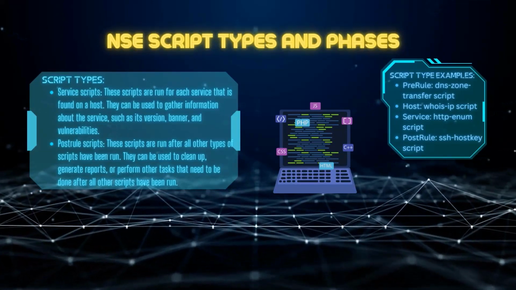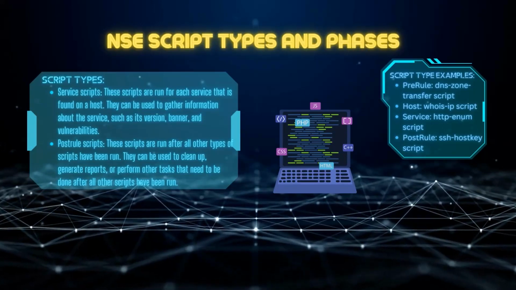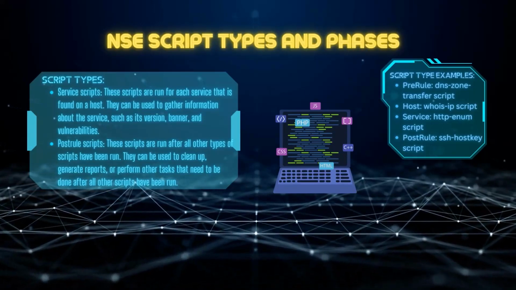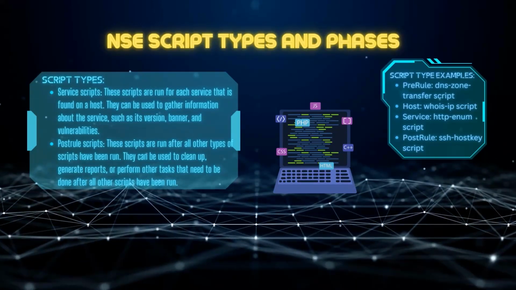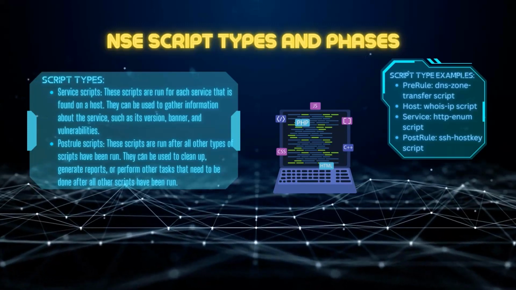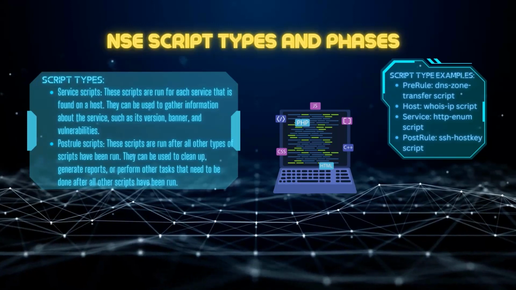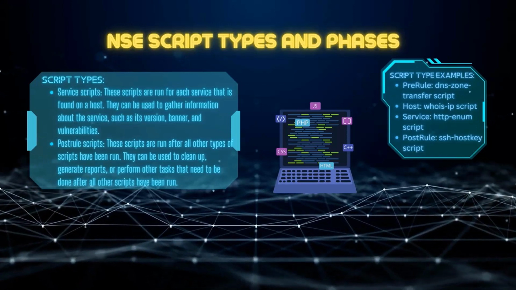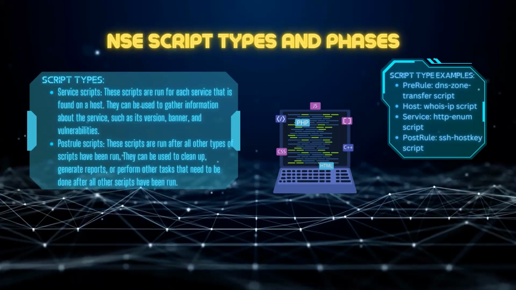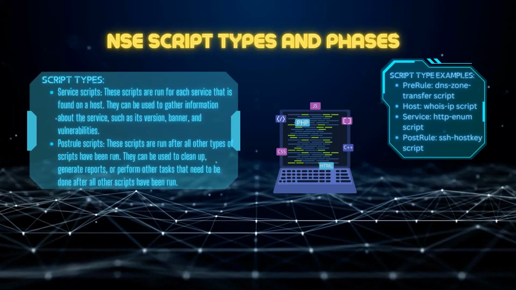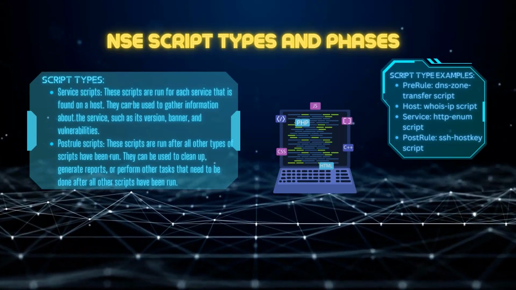Service scripts run against specific services listening on a target host. For instance, Nmap includes more than 15 HTTP service scripts to run against web servers. If a host has web servers running on multiple ports, these scripts may run multiple times, once for each port. Service scripts are identified by containing a portrule function that decides which detected services a script should run against.